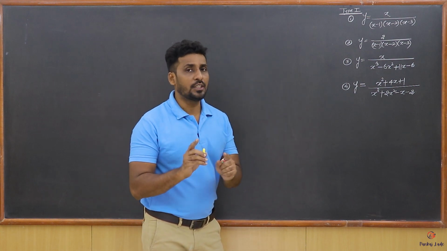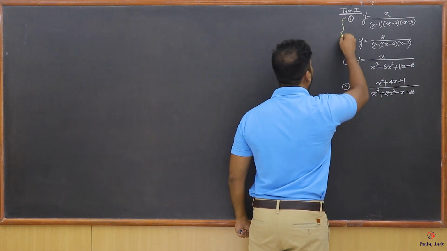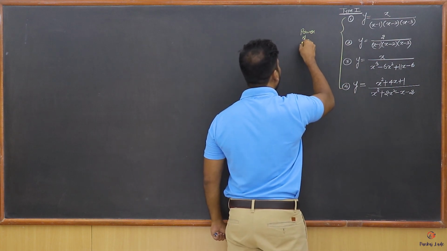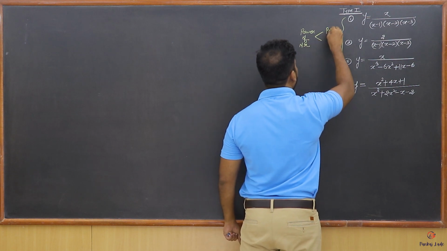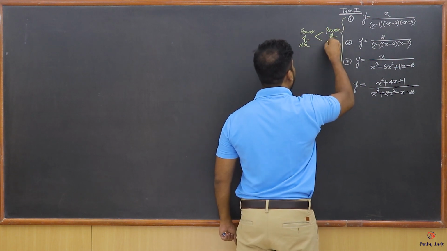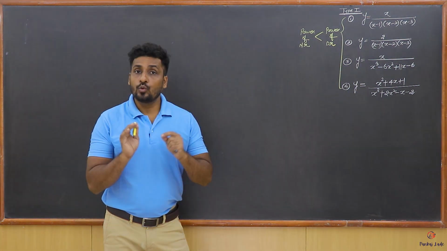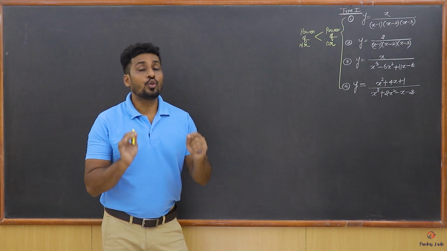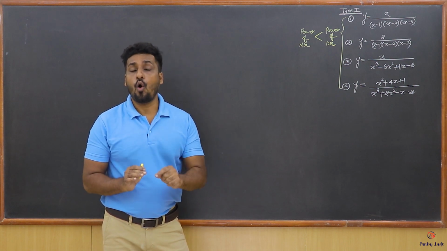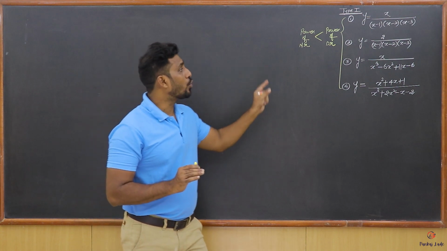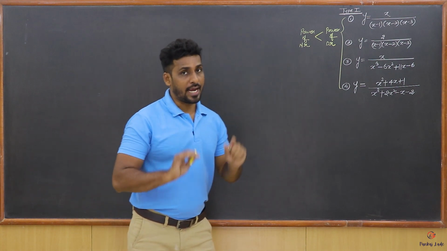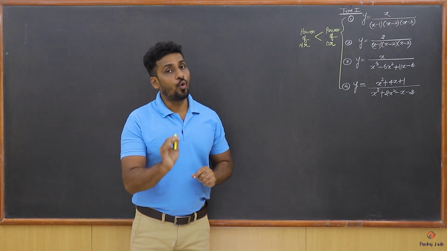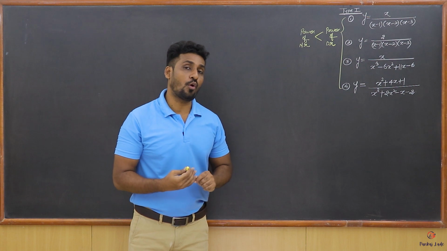So students, when you see that the power of the numerator is less than the power of the denominator, you should always proceed with the method of partial fraction. So here, students, I'm going to make use of the method of partial fraction. So let's understand what this method is. You have already learned this method in your lower standards. So it is going to be a small revision for you.